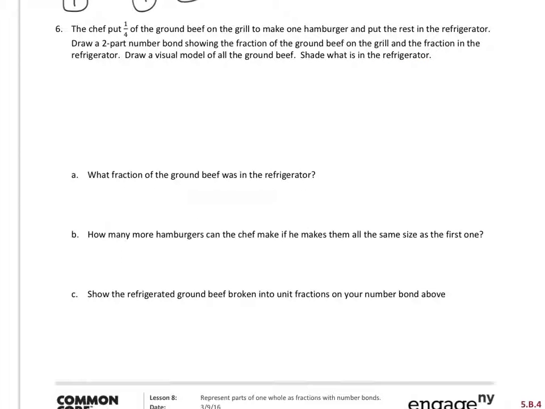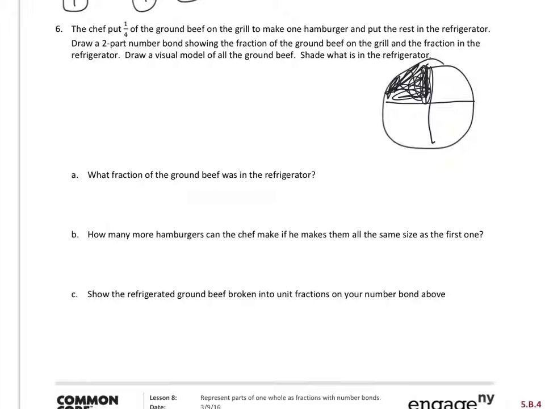So let's draw a circle for the ground beef. Okay, that's our ground beef we took out. And you can see right here, the chef put a quarter of the ground beef on the grill. So we're dealing with quarters here. We're going to draw a quarter. And so we're going to shade that quarter that he put on the grill. The rest is going back in the fridge. This is the quarter that he's putting on the grill.